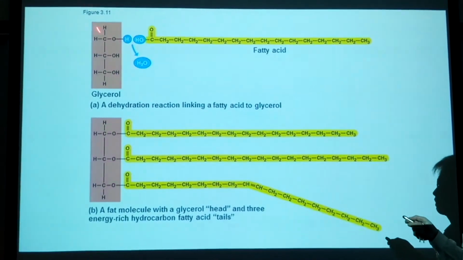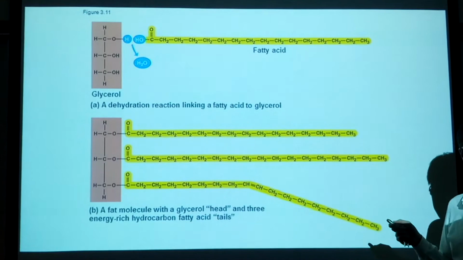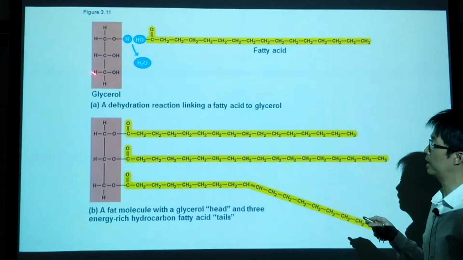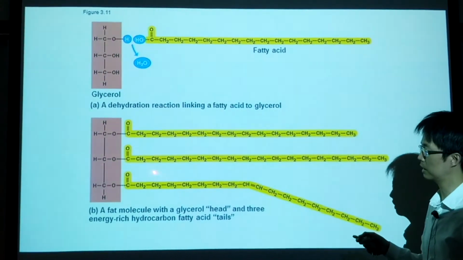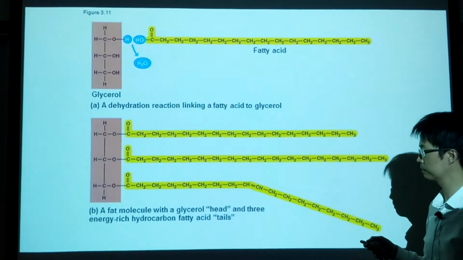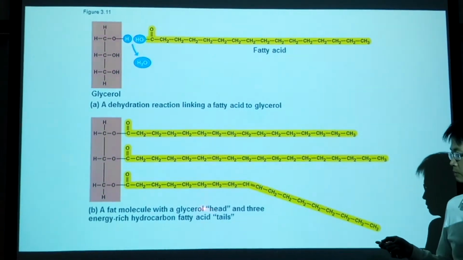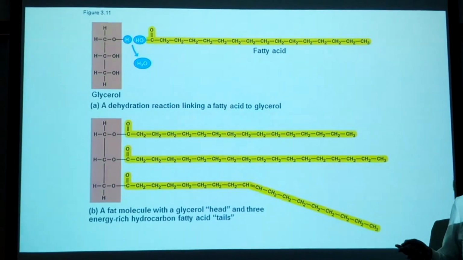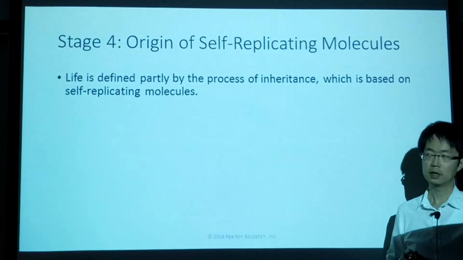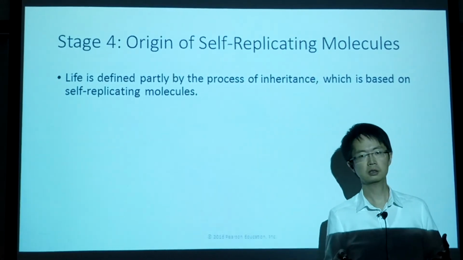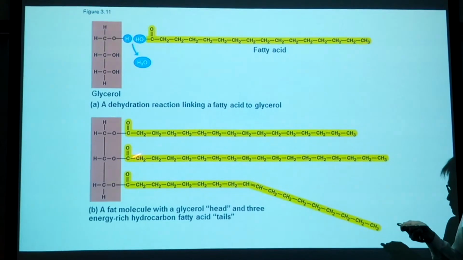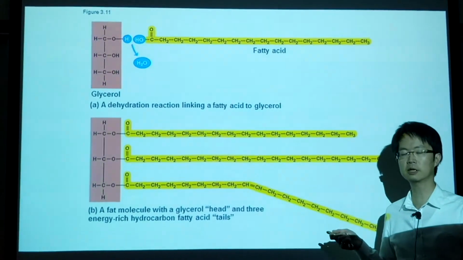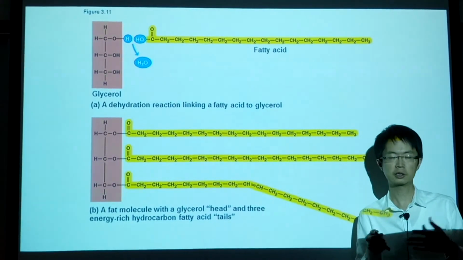So you can see that, okay, this is the dehydration process that we learned at the beginning of the semester. And you have a glycerol molecule, and then you have a fatty acid chain, and one glycerol molecule can attach to 3 fatty acid chains. And then you have a glycerol head and 3 fatty acid tails. This lipid, this kind of molecule, this fat molecule, they are good enough to form a membrane to contain all the polymer.